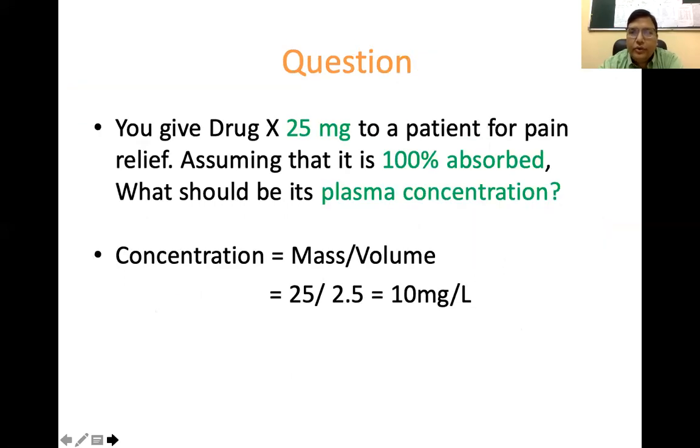So if we want to know the concentration of a drug, we can consider that 100% of the drug is absorbed. Suppose a drug X, 25 milligrams, is given to a patient for pain relief. So what is its plasma concentration? Concentration will be 25 divided by the plasma volume, that is 2.5 liters. So the concentration will be 10 milligrams per liter. That is the plasma concentration of the drug.